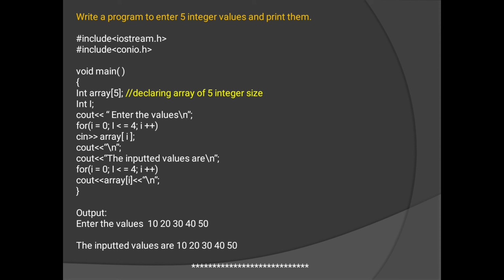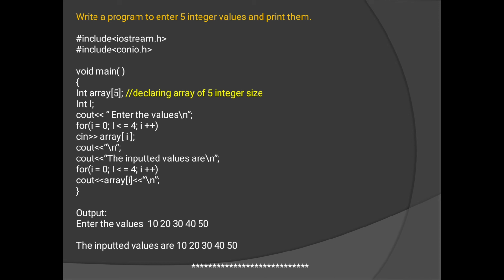Next is the iteration, that is i plus plus, which means i equals i plus 1. So the counter variable is incremented by 1 every time the loop begins again. Always in a for loop, the first thing that happens is initialization, then testing the condition, then the body of the for loop, and then the increment or decrement.